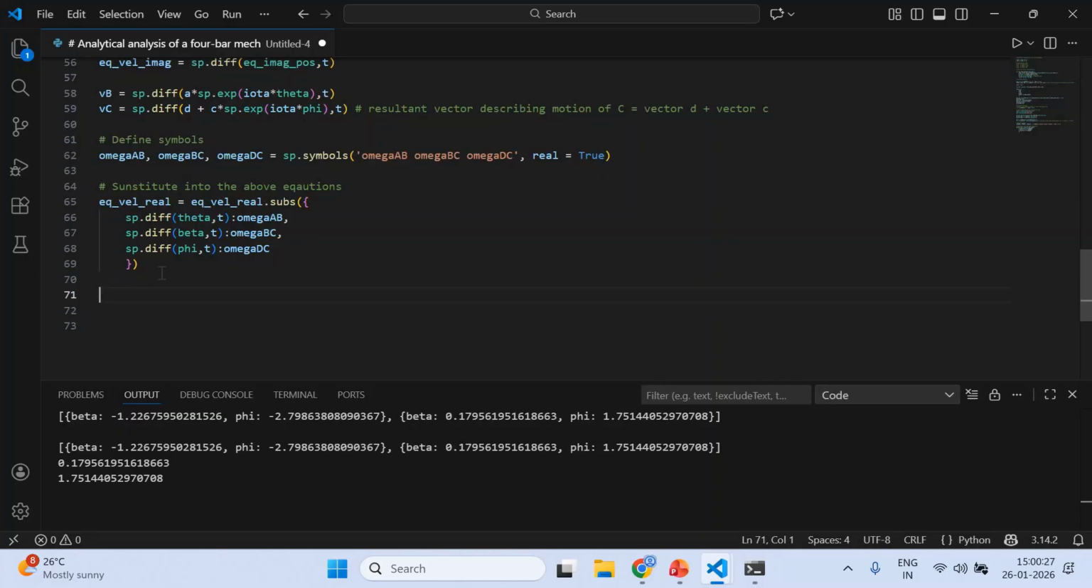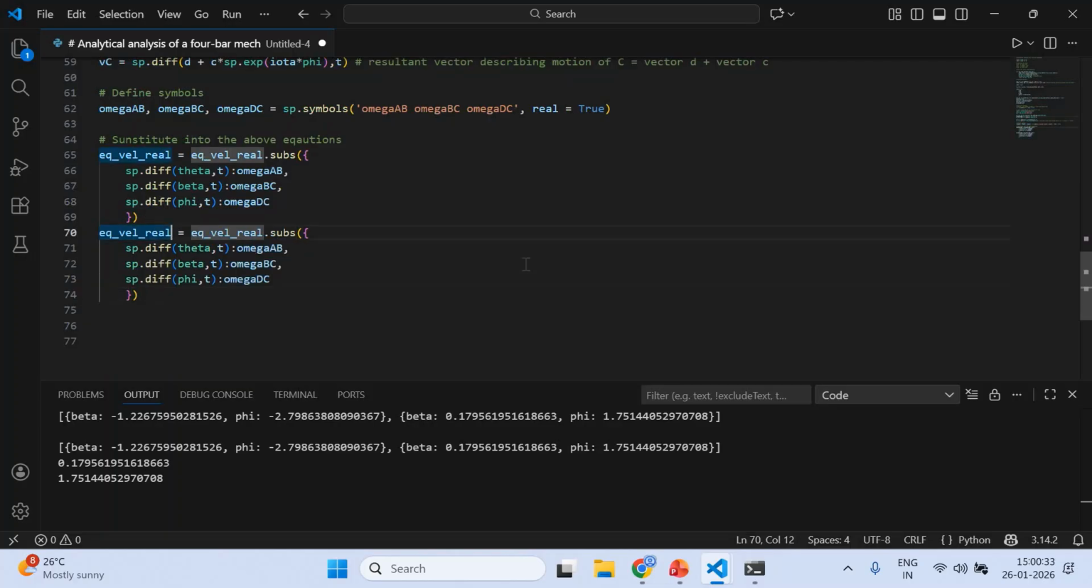After this, we will repeat the same thing for the imaginary part. So let me just copy paste it again. This will be basically equation underscore well underscore image. So here you simply rewrite equation underscore well underscore image dot subs, and then in the bracket part you have exactly the same things which you wrote down for the real part.